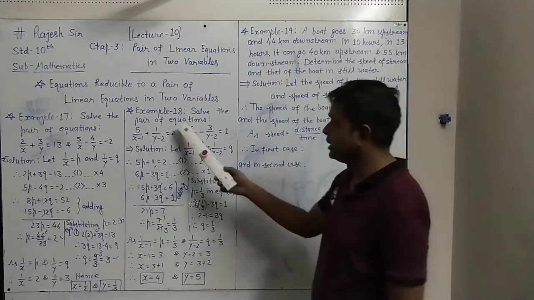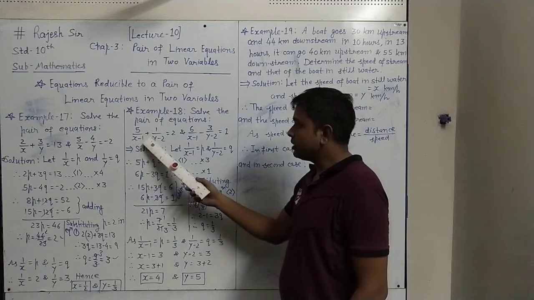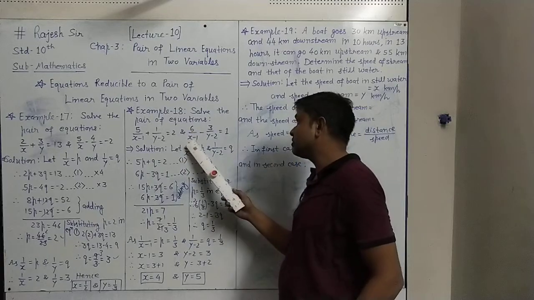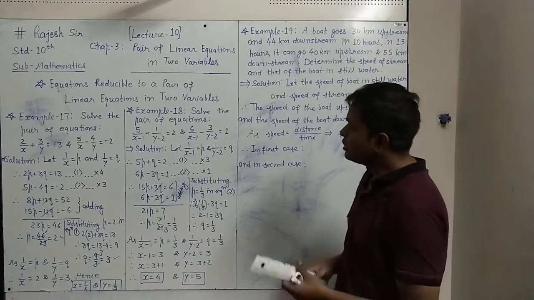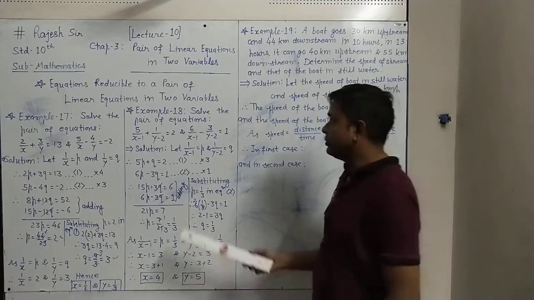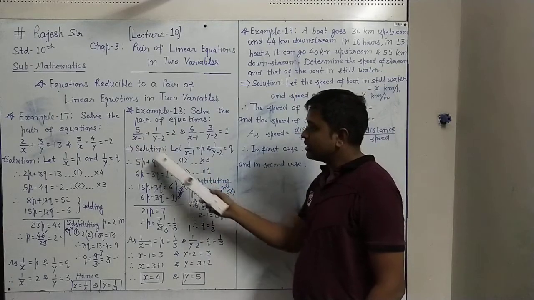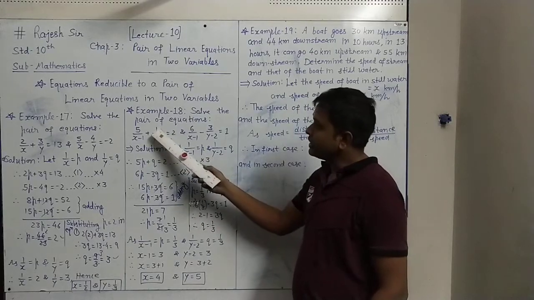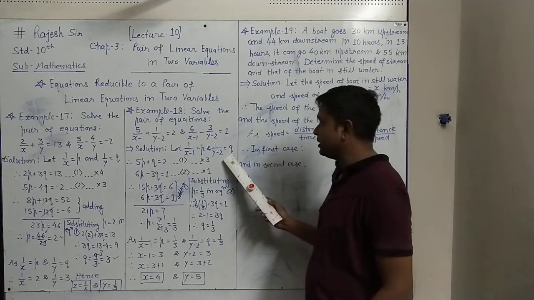Similar example 18 we have: solve the pair of equations 5 upon x minus 1 plus 1 upon y minus 2 equals 2, and the second equation is 6 upon x minus 1 minus 3 upon y minus 2 equals 1. And this also, to reduce it into a pair of linear equations in 2 variables, what we do: we start with, let 1 upon x minus 1 equal p, and in the second, 1 upon y minus 2 is q. This way we assume.